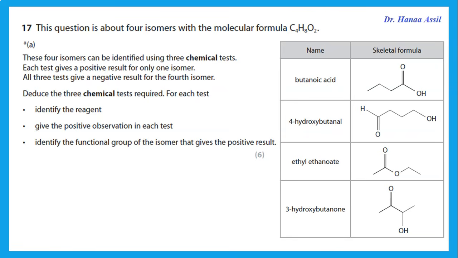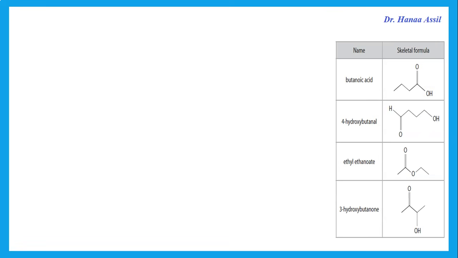Question 17 says, this question is about 4 isomers with the molecular formula C4H8O2. These 4 isomers can be identified using 3 chemical tests. Each test gives a positive result for only one of them. All 3 tests give a negative result for the 4th one. So we're required to give the 3 chemical tests, and for each test, identify the reagent, give the positive observation, and identify the functional group of the isomer that gives the positive result. So these are the 4 isomers.